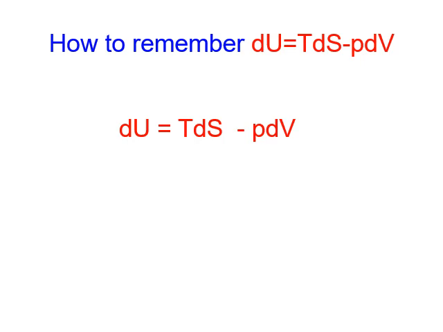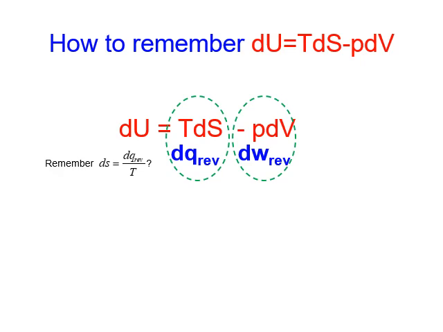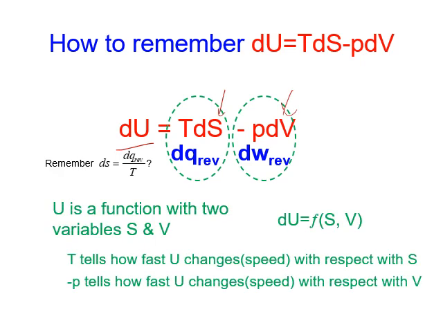How do you remember this fundamental equation for internal energy? We derived this equation from a reversible process. So TdS represents the heat involved in the reversible process, and negative pdV represents work. Now this equation tells us that internal energy has two variables, entropy and volume. Temperature represents how fast internal energy changes when entropy changes, and negative pressure tells us how fast internal energy changes when volume changes.